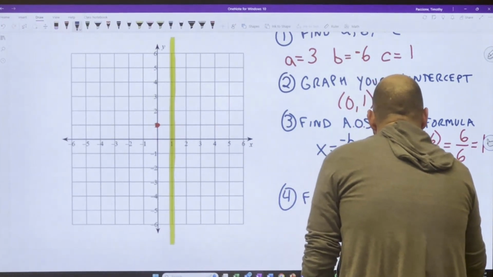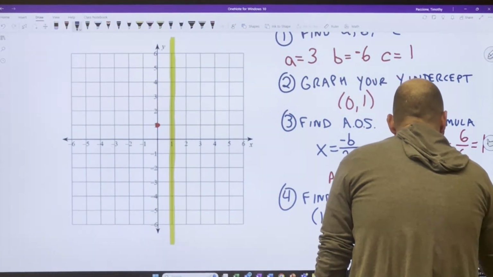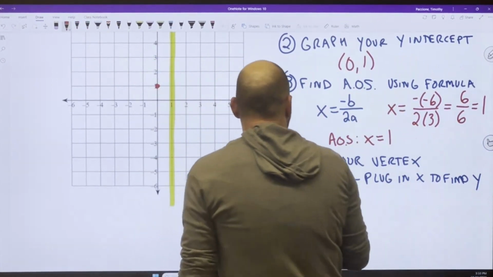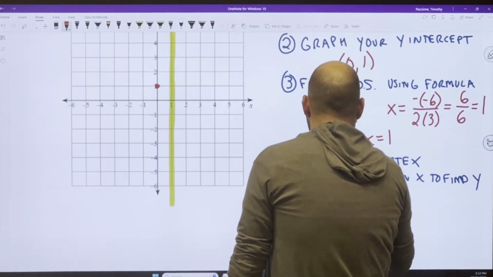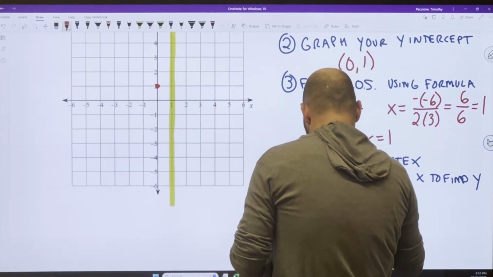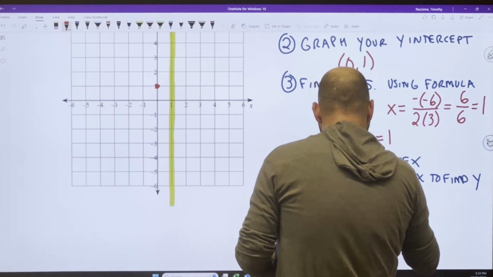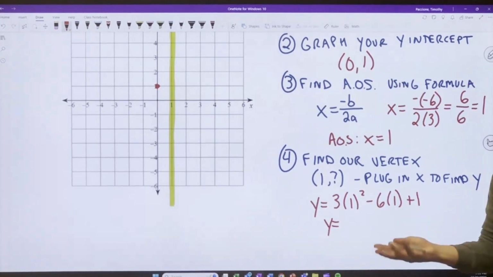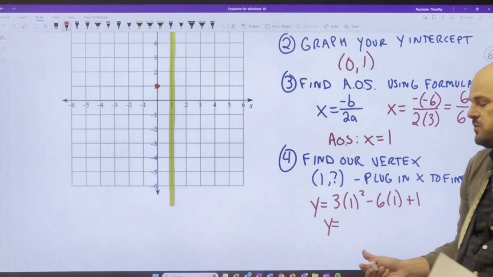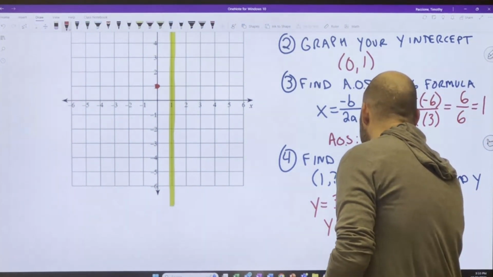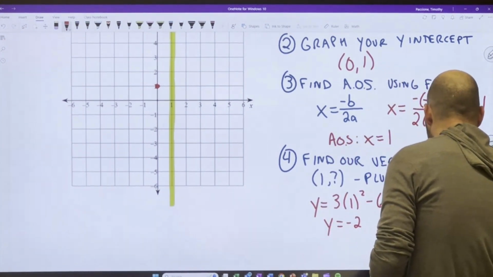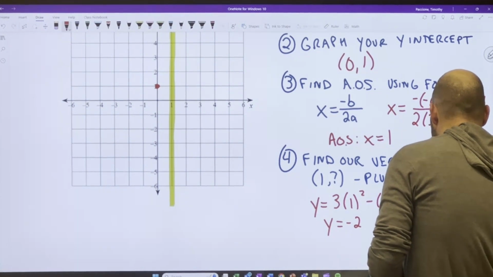Plug in x to find y, right? So in our case, our y would be 3 times 1 squared minus 6 times 1 plus 1. You would definitely want to use your calculator. Make sure you don't make any mistakes, right? Save yourself some time. If you did that, you'd find that it's -2. So our vertex is 1, -2.